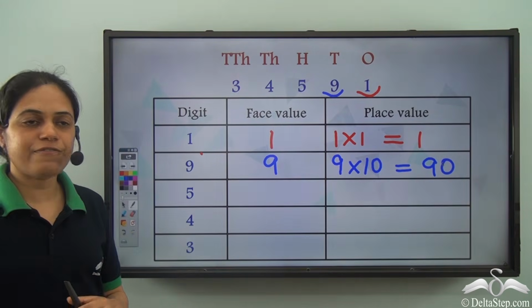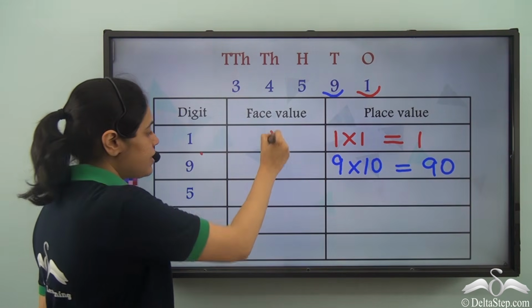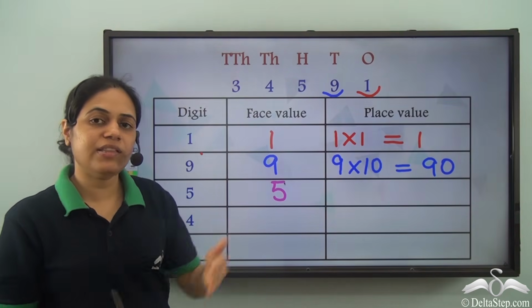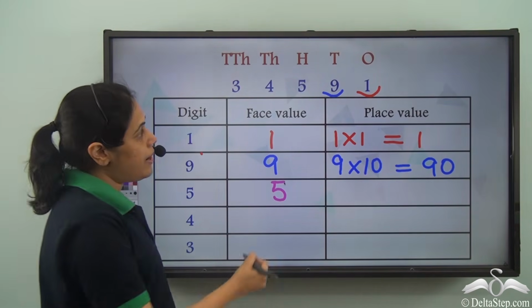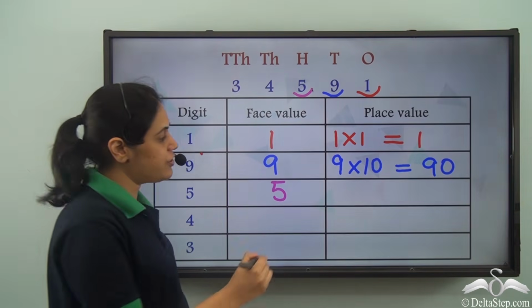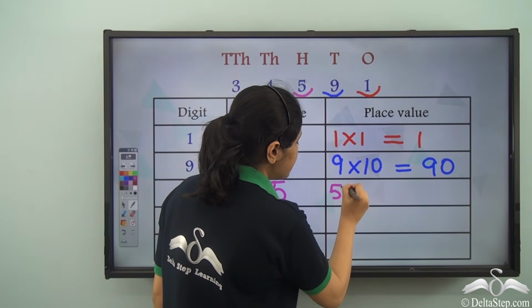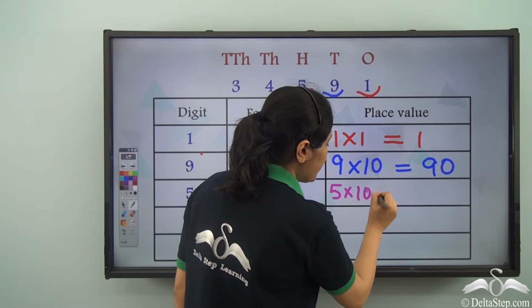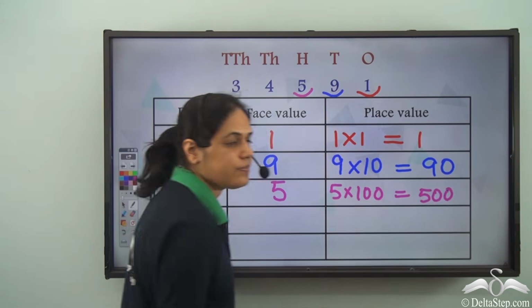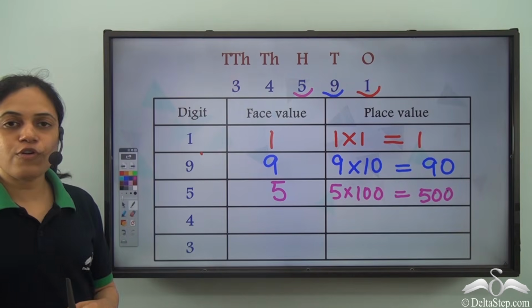What about 5? For 5, the face value will be 5. I don't even need to check the number for face value. But for place value, I see that 5 is in the hundreds place. So the place value will be 5 into 100. That is 500.